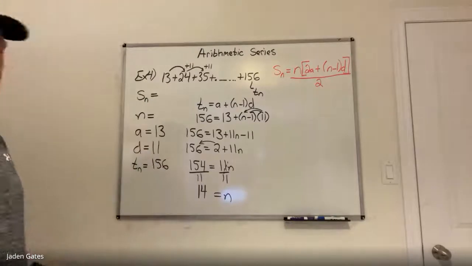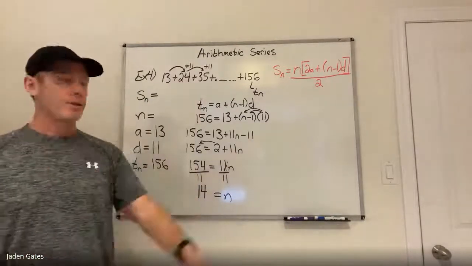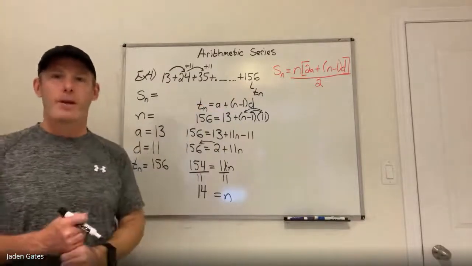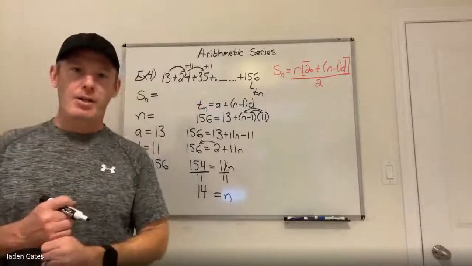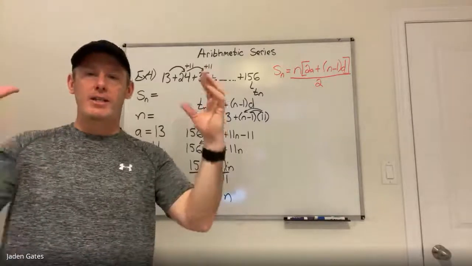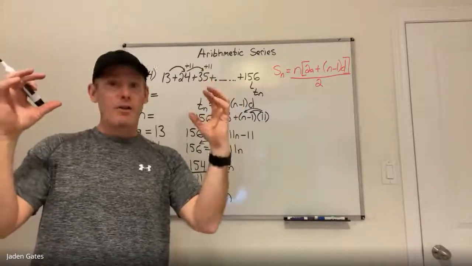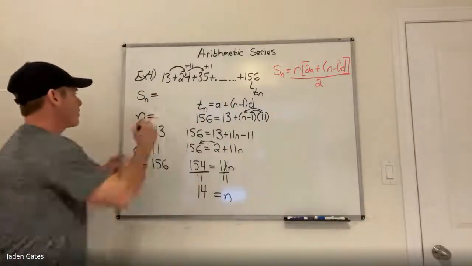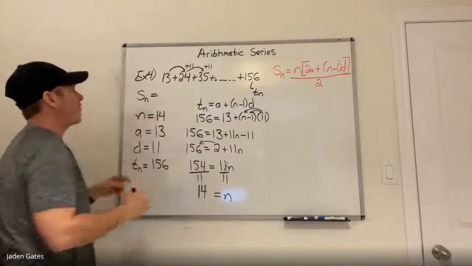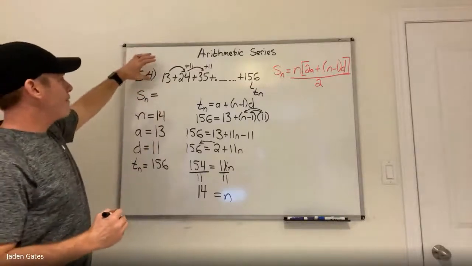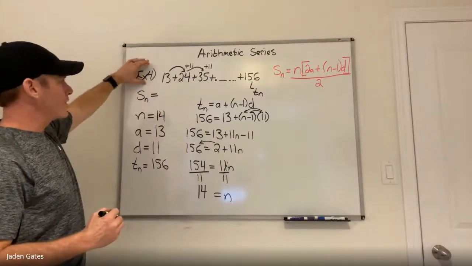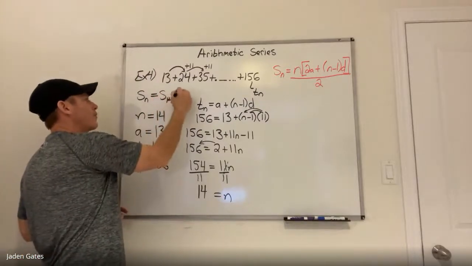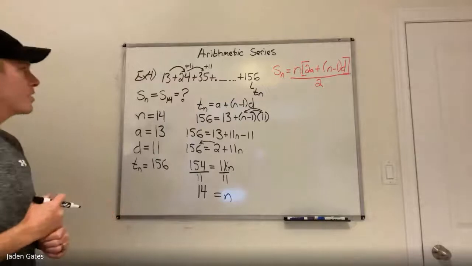So that is telling me 2 things. Number 1, this 156 is the 14th term. But because it is the last term, it's telling me that this sequence, this series, gotta watch my words, this series has 14 terms. So there's my n. And in fact, when it says find the total or the sum of this series, we now know that we are looking for S14, the sum of the first 14 terms.